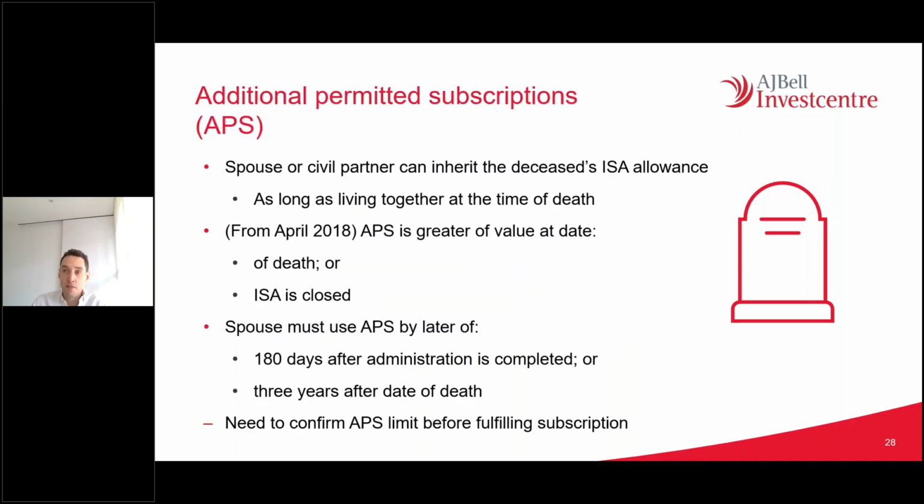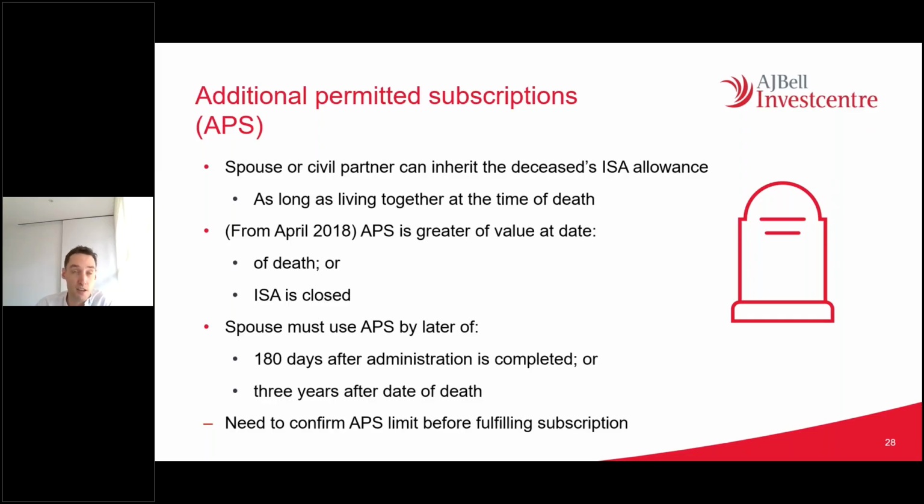Also, ISAs on death have what's called the additional permitted subscription. This allows the spouse or the civil partner to inherit an extra ISA allowance based on the value of their deceased spouse's ISA at the date of death or when the ISA is closed. So the APS value is either at the date of death or the date that the ISA is closed, and it's whichever is greater.